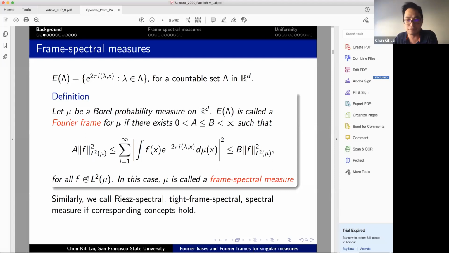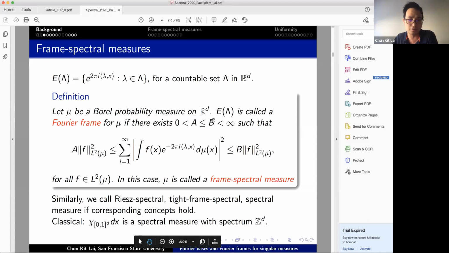Similarly, we define tight frame or Riesz basis, and in particular orthonormal basis. If you have an orthonormal basis of exponentials for mu, it is called a spectral measure. The classical result in classical Fourier analysis, which everyone knows, is that the characteristic function of the unit cube is a spectral measure, because you have a mutually orthogonal basis using integers as frequencies. In that case, the unit cube is also called a spectral set.